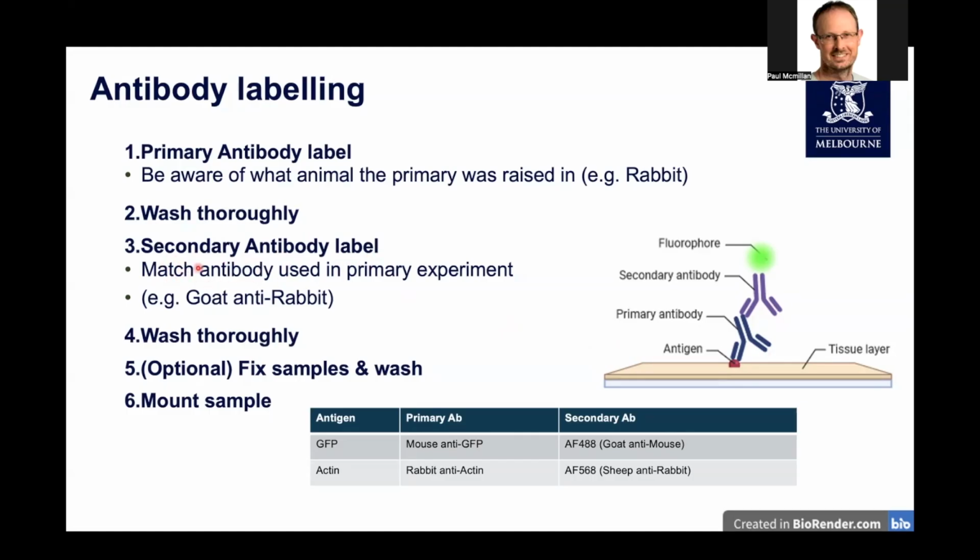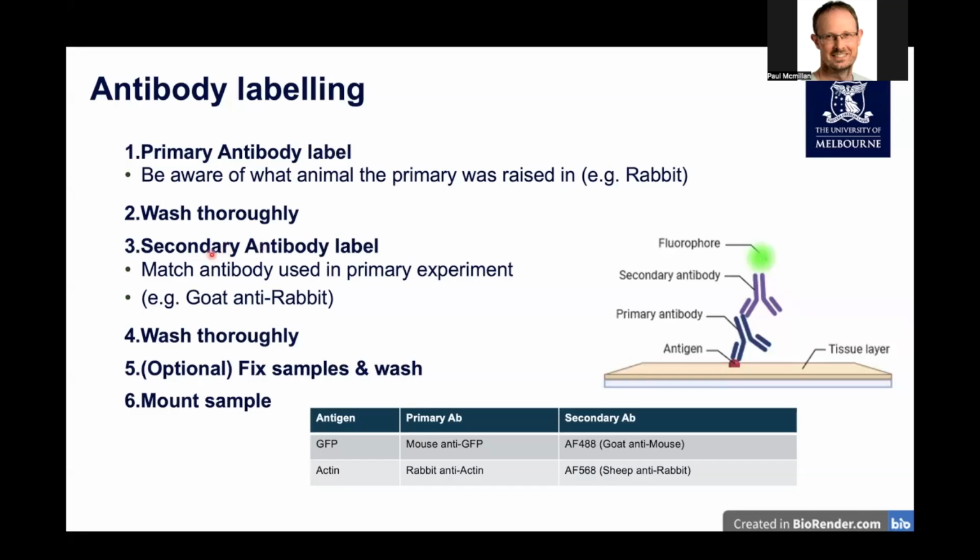And what we want to do is match the antibody used in the primary experiment, right? So in this case, the primary for GFP is a mouse anti-GFP. We're going to go in with a secondary antibody here, which is raised in goat, but it's an anti-mouse antibody. So it's going to detect this mouse antibody. This is the goat anti-mouse. In this case, it's conjugated with an Alexa fluorophore. Okay, so we just need to be careful about the organisms, the animals that these antibodies have been raised in.